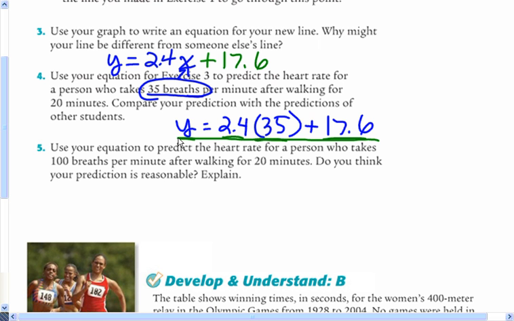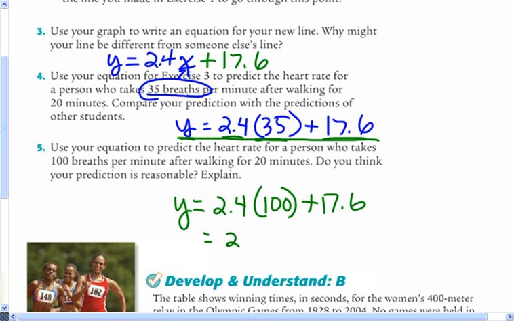Now it says use your equation to predict the heart rate for a person who takes 100 breaths per minute after walking for 20 minutes. And so I need to do this, 2.4 times 100 plus 17.6. Well, that's 240 plus 17.6, and that's equal to 257.6. And it says, do you think that prediction is reasonable?